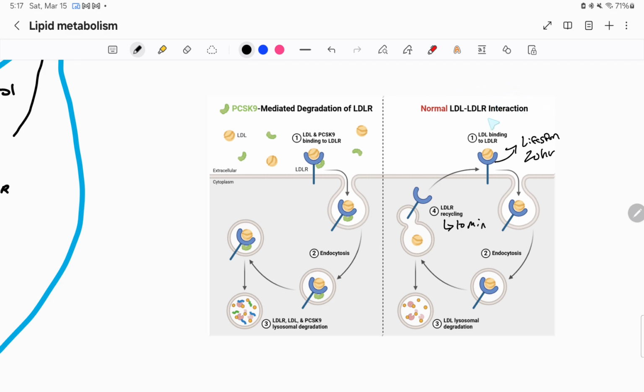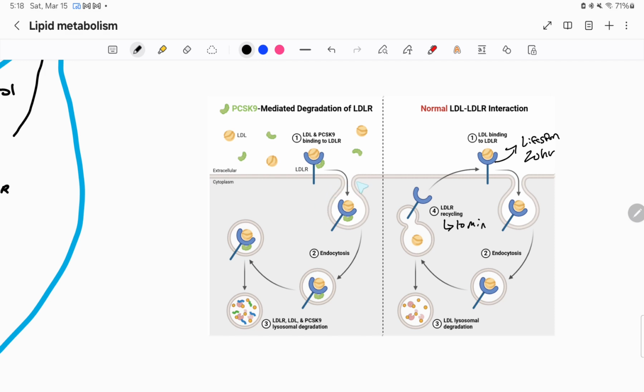Now, something can actually change this normal LDL and LDL receptor interaction. There is a molecule called PCSK9. Now, this PCSK9 stands for a giant name. It's called proprotein convertase subtilisin kexin 9. I think it's just better to say PCSK9. But it is a secreted protein. It's mostly coming from the liver. However, it can be found a little bit in the small intestines and the kidneys. But what it does is it is going to be secreted and it will bind to the actual LDL receptor and cause the intracellular degradation of the LDL receptor.